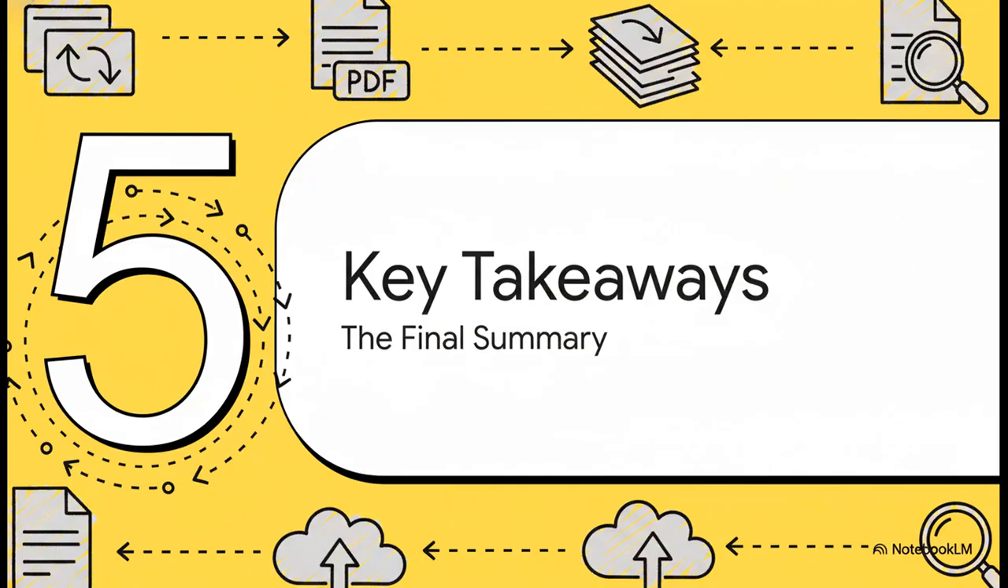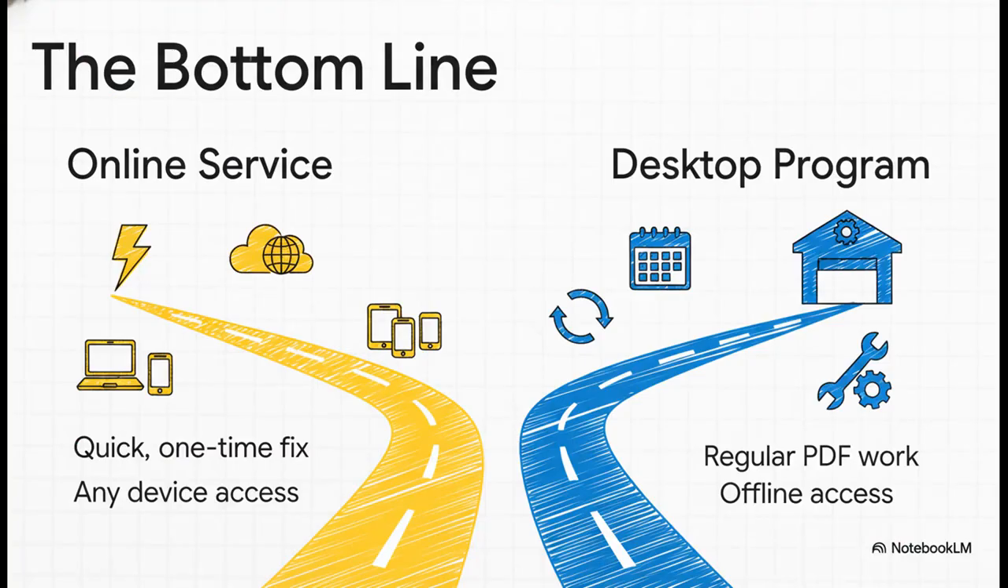Okay, we've moved pretty fast here and covered a lot, so let's just pull it all together with the key takeaways. So here's the bottom line. If you just need a fast, one-time fix, like right now on any device you happen to have, an online service is absolutely your best bet. It's quick, it's easy, it's universal. But if you're someone who works with PDFs all the time, if you need that offline access, or if you want all those extra goodies like editing tools, then a desktop program is for sure the better long-term choice.